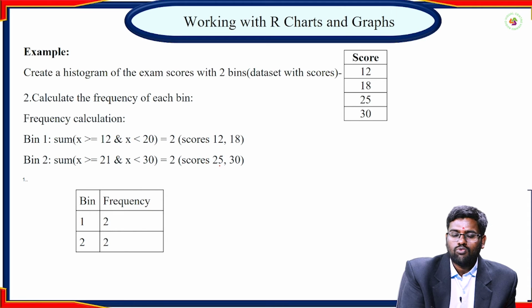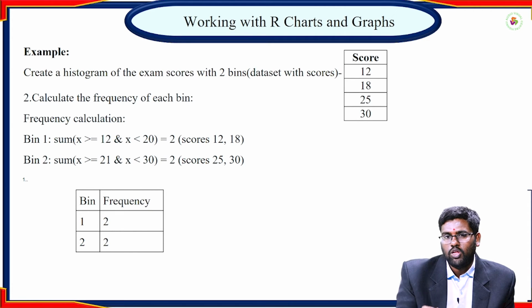So frequencies are what? For the first bin we are having two frequencies. For the second bin also we are having two frequencies. For the first condition, two values satisfy in the data set, that is 12 and 18. And for the second condition, two values are there in the data set, that is 25 and 30. So we are sharing the frequencies equally for the bins.